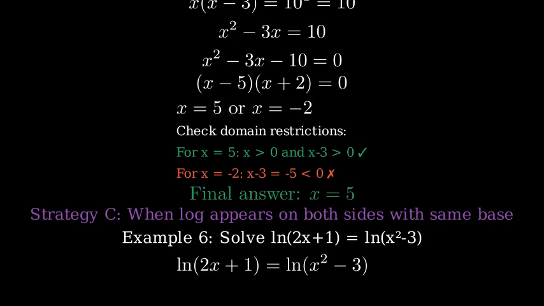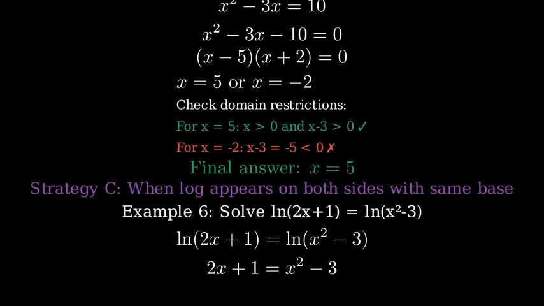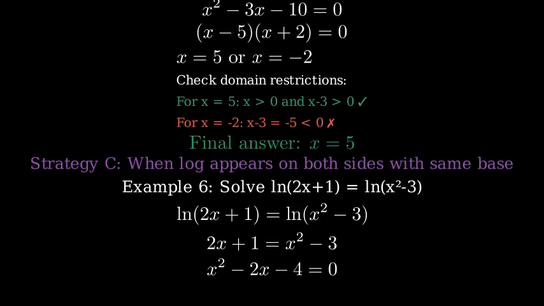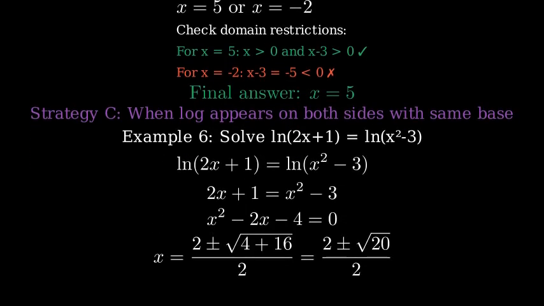2x plus 1 equals x squared minus 3. Rearranging to standard form, x squared minus 2x minus 4 equals 0. Using the quadratic formula, x equals 2 plus or minus the square root of (4 plus 16), all over 2. This simplifies to x equals 1 plus or minus the square root of 5.